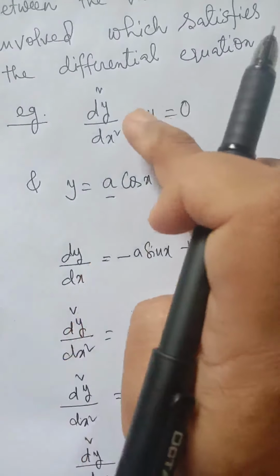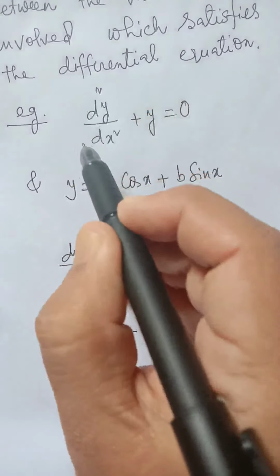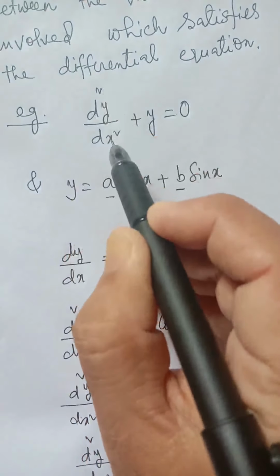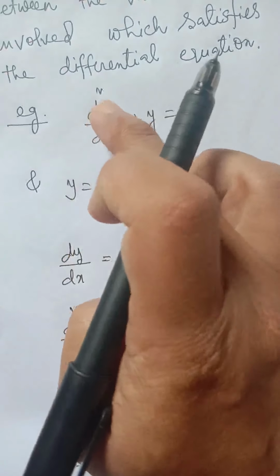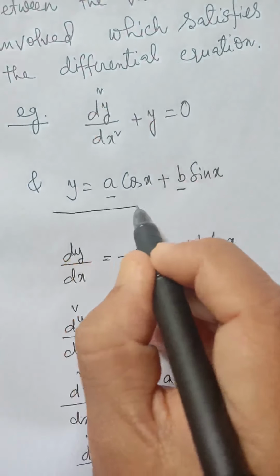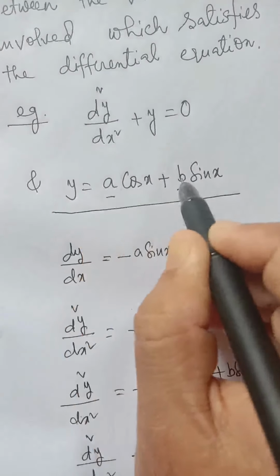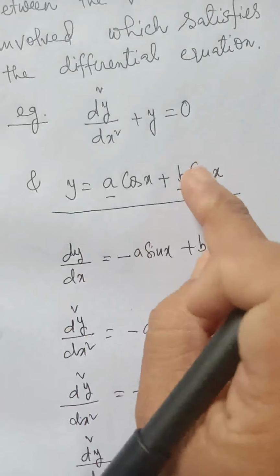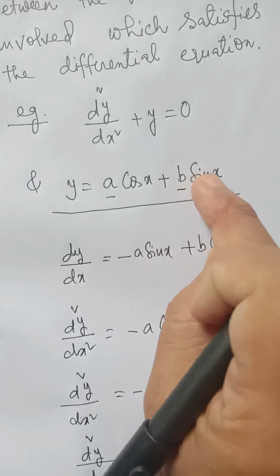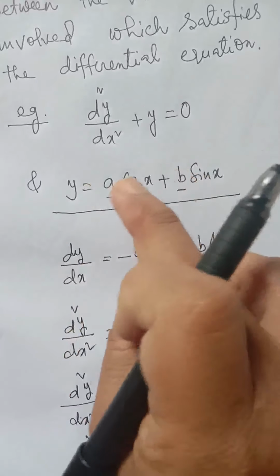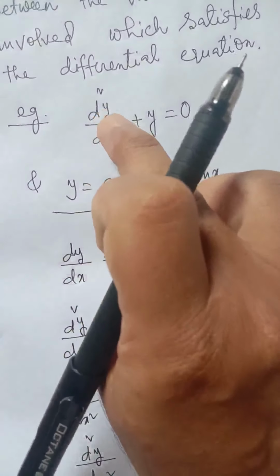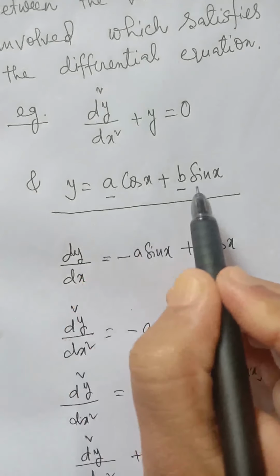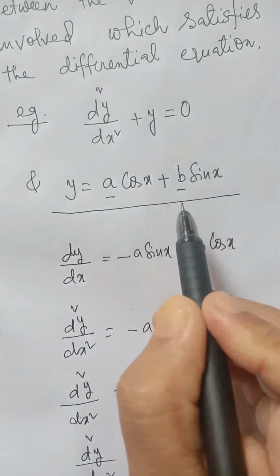One more thing. The order of this differential equation is 2, because d2y by dx square is a second order derivative. So in the solution of this differential equation, you can see we have two arbitrary constants, a and b. In a solution, the number of arbitrary constants depends upon the order of the differential equation. If there are two arbitrary constants in the solution, it is the solution of a second order differential equation.